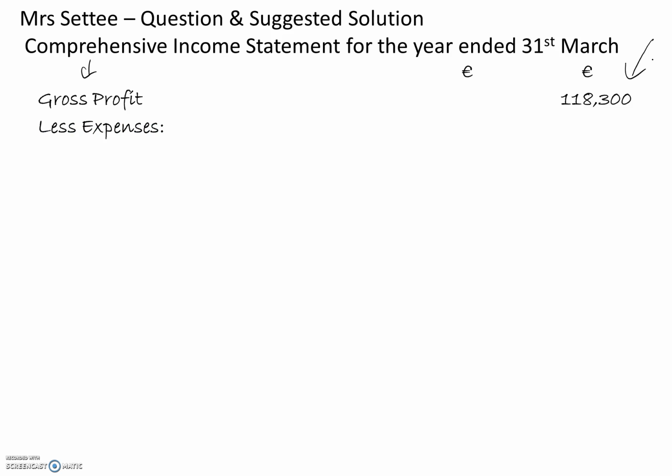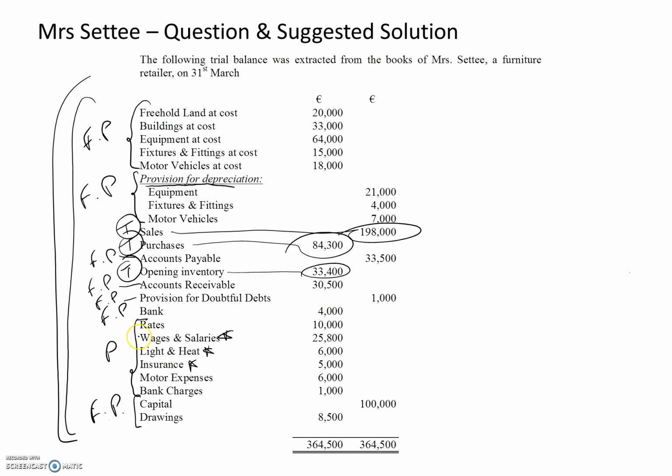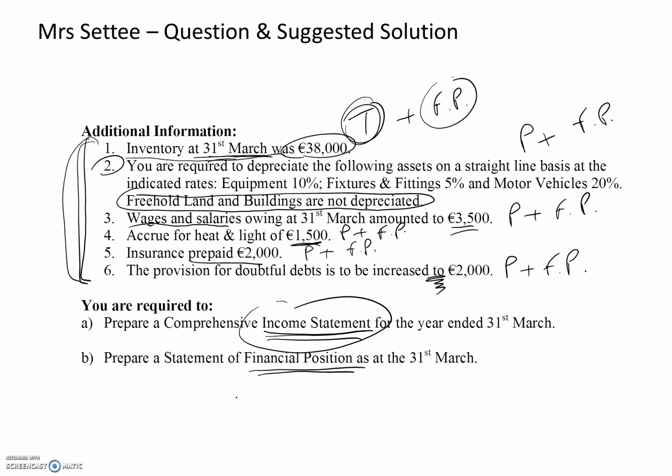So if I go back to my trial balance, everything with the letter P on it is my expenses. So I'm just going to copy in these items here, and then if I have a look at the notes here, I have my adjustments there highlighted on the wage and salaries, the light and heat, and the insurance. I'll have to put in the depreciation calculations, and I'll also have to put in the provision for doubtful debts.